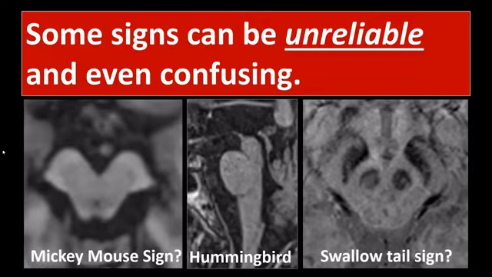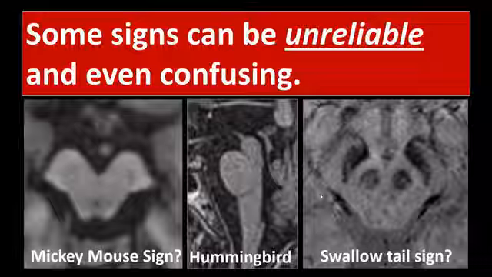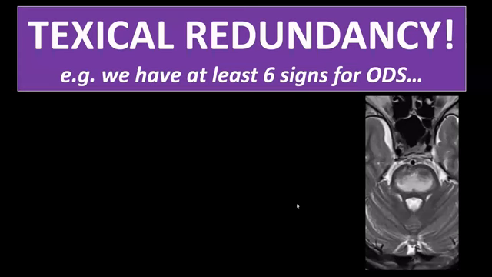And then we have some signs that, in my opinion, are unreliable and sometimes even confusing and often incorrectly used, like the Mickey Mouse sign for progressive supranuclear palsy, even the hummingbird sign for supranuclear palsy. And we have the swallowtail sign. I didn't even discuss it because I believe it is so difficult and so subjective that I don't find it all that reliable and useful.